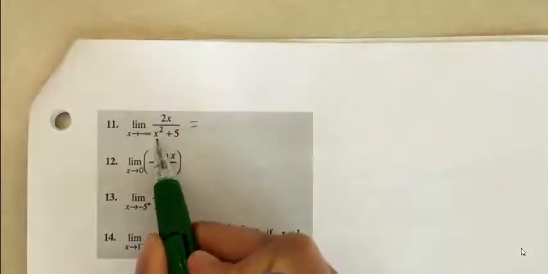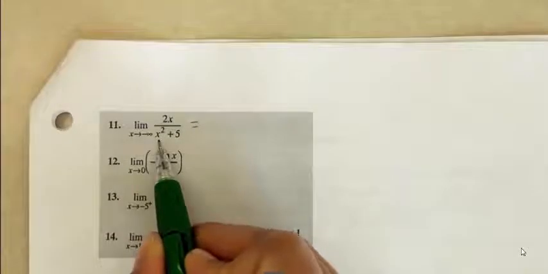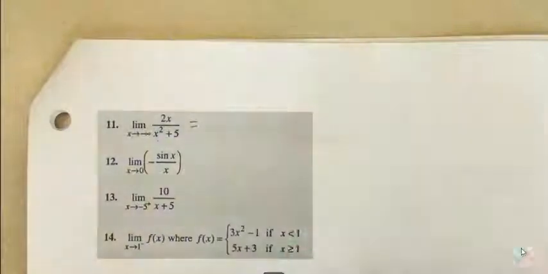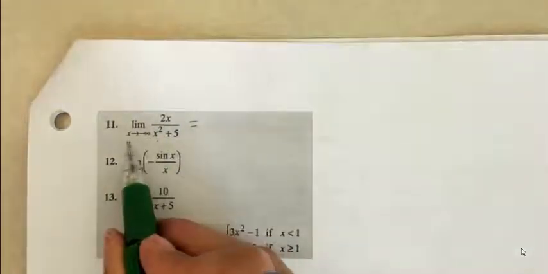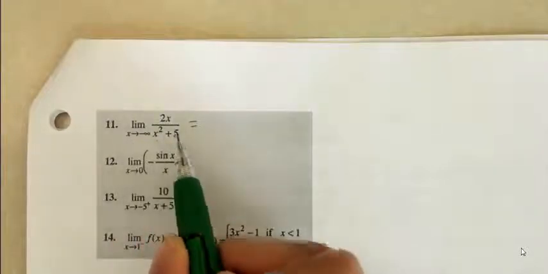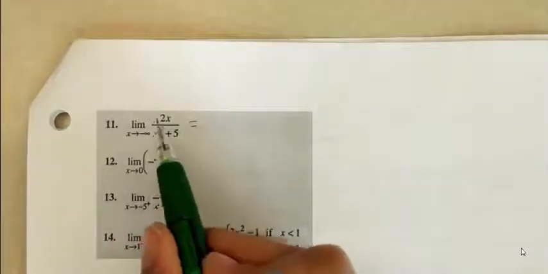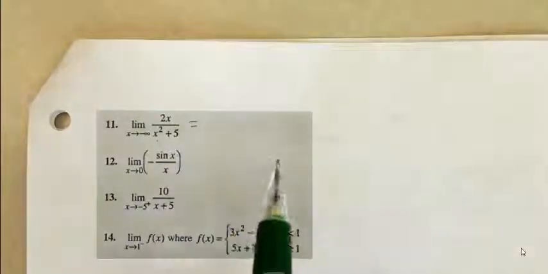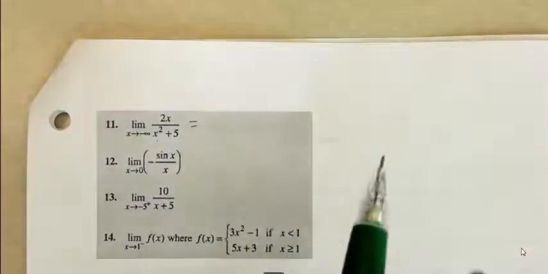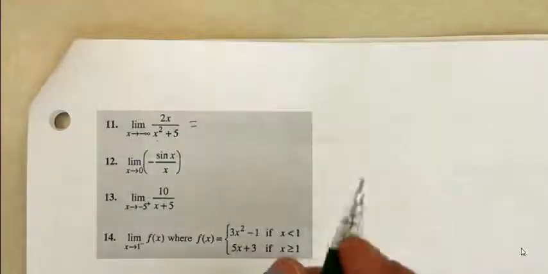Now, you can't plug infinity in. Infinity is not a number, so that's not going to work. Instead, here's a little trick: anytime you're dealing with infinite limits, find your highest power of x. In this example, my highest power of x is x squared. And I'm going to divide every single term by x squared.